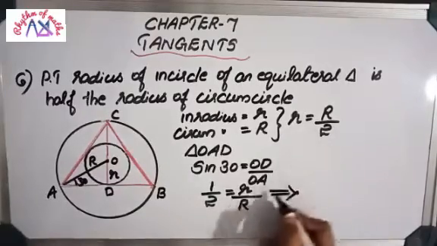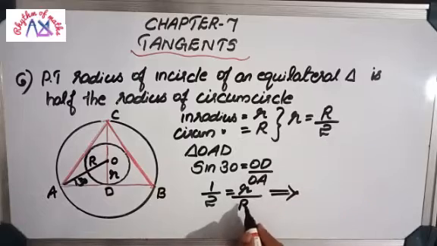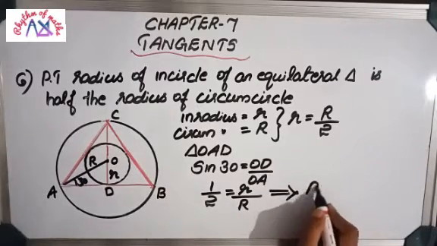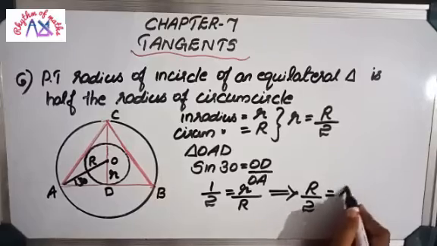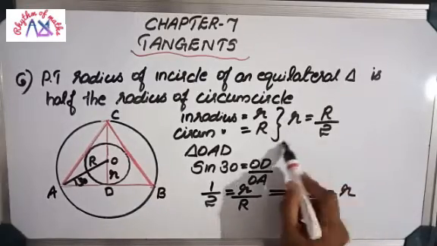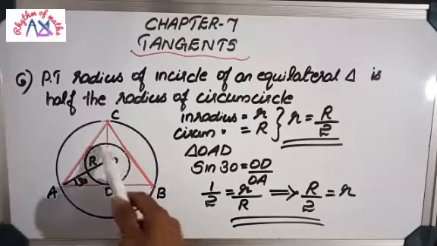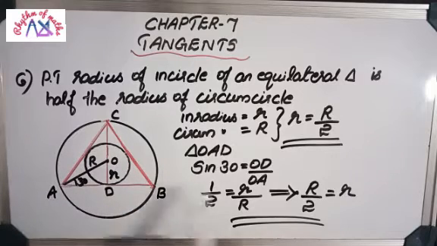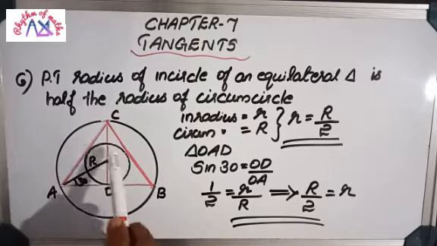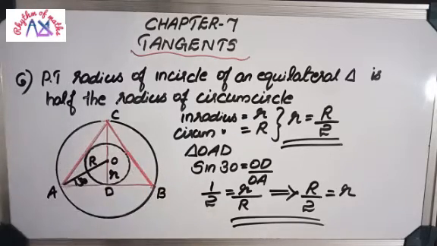Now let's arrange the equation. Take this capital letter R to this side, so it will be R by 2 equal to small letter r. That is the same as this one. So for an equilateral triangle, the inradius will be equal to half the circumradius, because the center is the same. For an equilateral triangle, the center of the incircle and the center of the circumcircle are the same. That's why we can consider it like this. So this is the proof of the sixth one. So chapter over. Hope you understood. Thank you. See you in the next video with the new chapter.